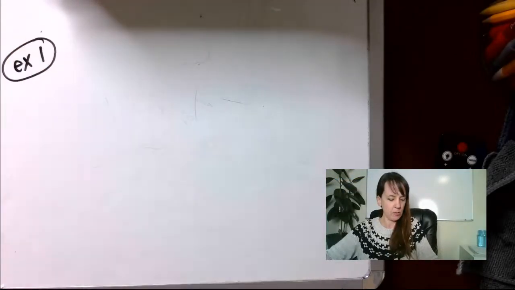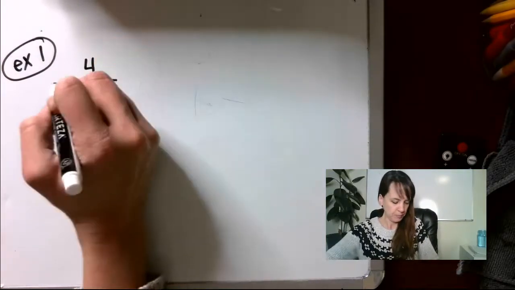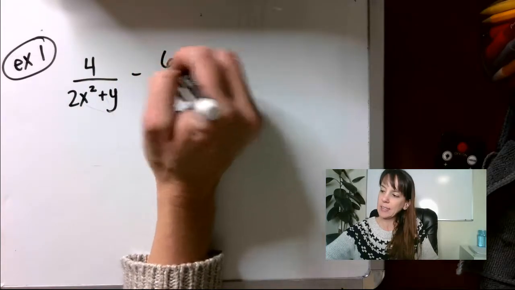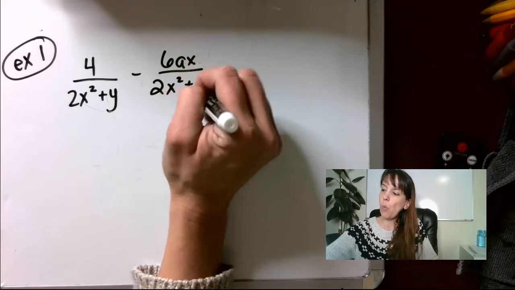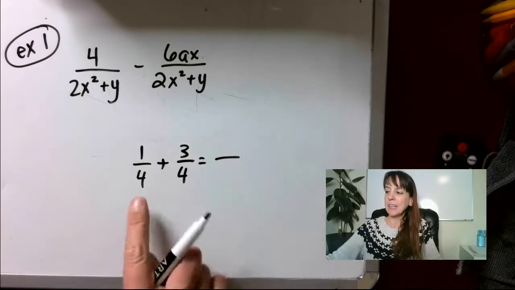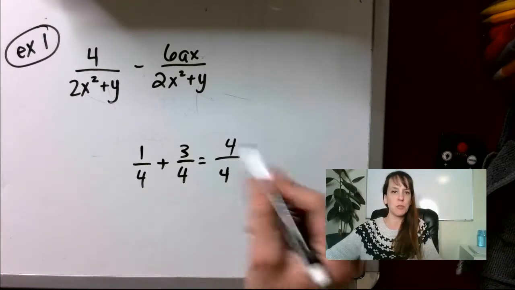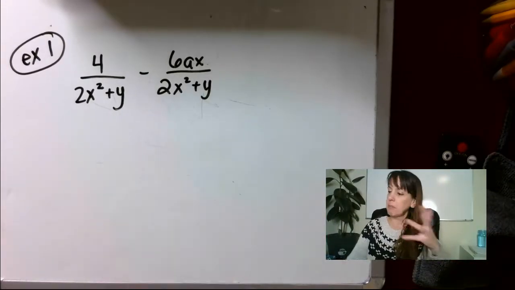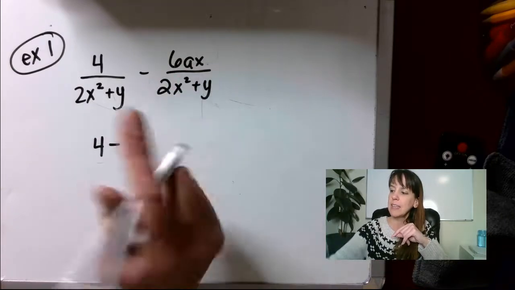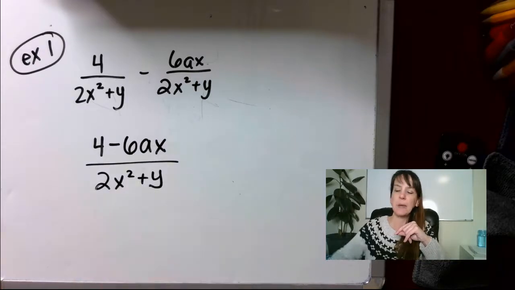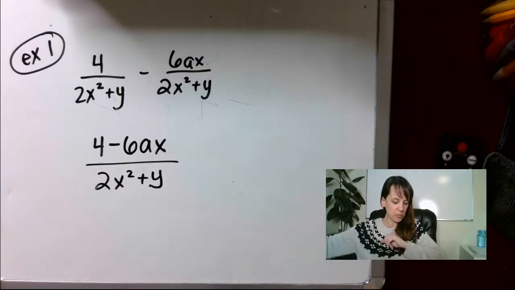Example number 1, we have 4 over 2x squared plus y minus 6ax over 2x squared plus y. Friendly reminder, guys, when we add fractions, plus 3/4, we need a common denominator, so we do 4/4, right? Which would equal 1. Same idea when we're dealing with these rational expressions. We need a common denominator. Fancy that, we have one. So what we can do upstairs is just go ahead and combine those two all with the same denominator, just like that. Where it gets tricky is when we have to come up with a common denominator. So we'll do that in just a second.